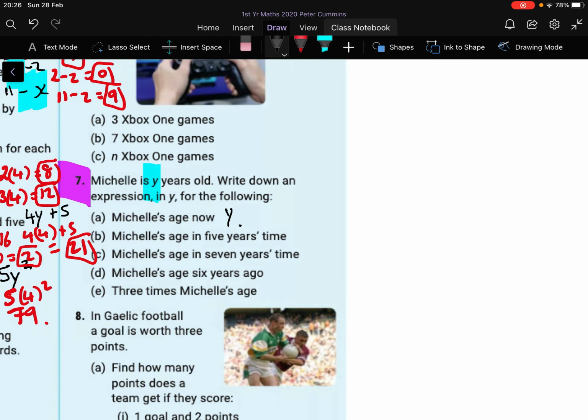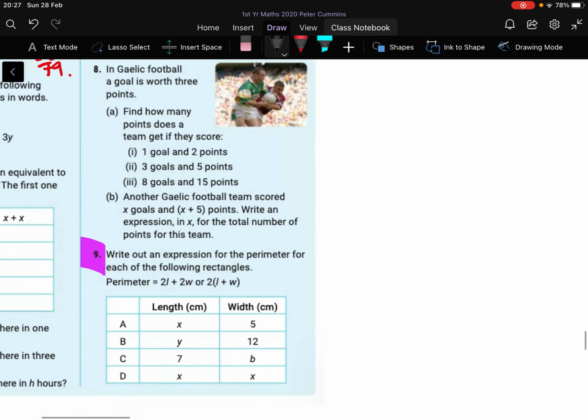Michelle's age in 5 years' time. Well, here's how old she is now. Add 5 years to that. Y plus 5. In 7 years' time, it's going to be Y plus 7. How old was she 6 years ago? Well, here's how old she is now. Take away 6 from it. And 3 times Michelle's age. So, well, her age is Y. 3 times Y. 3Y. Okay, you take all the answers on the side.